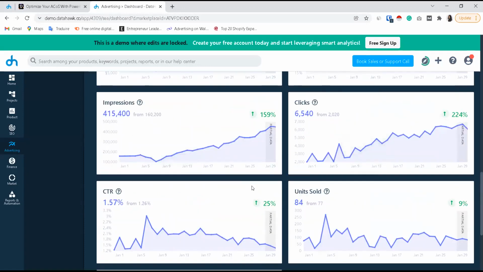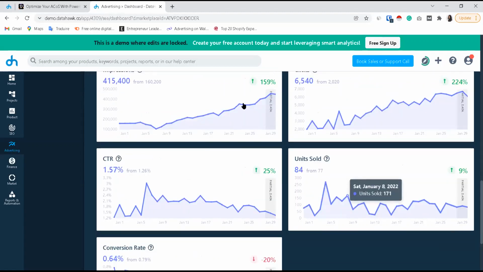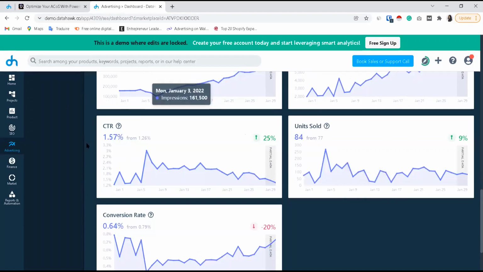Another thing, as we were mentioning different metrics, is clicks and impressions. This helps you compare your clicks and your impressions, and this way you have a view of all of the metrics that impact your ACoS in one place. Talking about another important KPI, click-through rate, right?